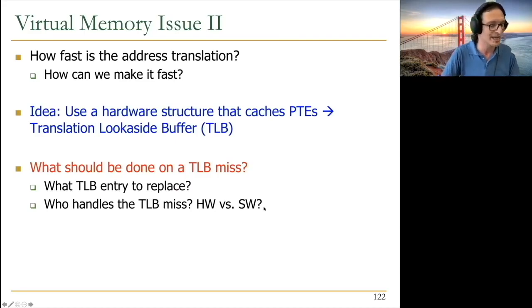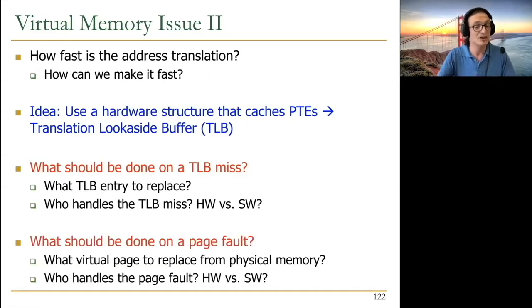In many systems today, hardware is increasingly handling the TLB misses, but there are actually some systems that handle the TLB misses in software, like MIPS. And that gives more flexibility to the system. And we're going to talk about the trade-offs. And then what should be done on a page fault? What if you actually find out the PTE eventually and figure out that it's a page fault? Then what virtual page do you replace versus physical memory? These are different events. I want to emphasize that a TLB miss is very different from a page fault.